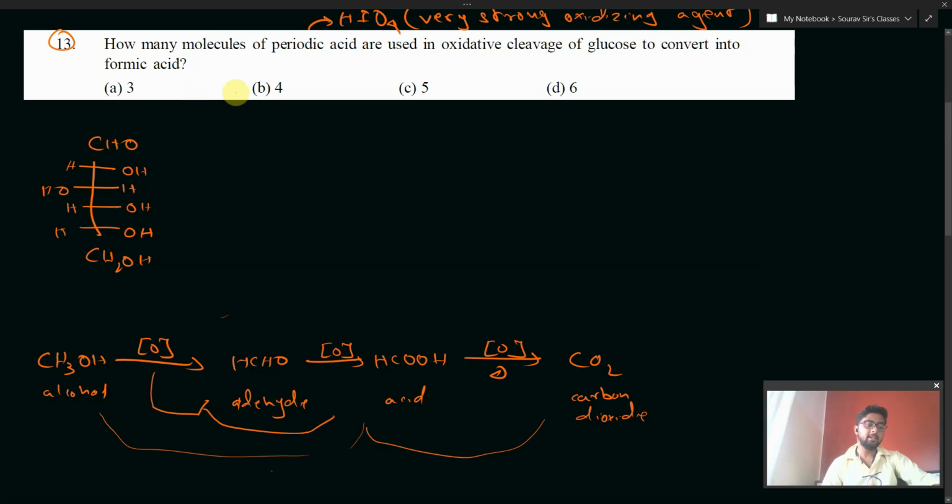Let me show you an example of how that works, and then we'll correlate it with the glucose one. Let us take ethylene glycol. We have lone pairs of electrons over here. So HIO4, basically IO4 minus. Let me draw the IO4 minus.